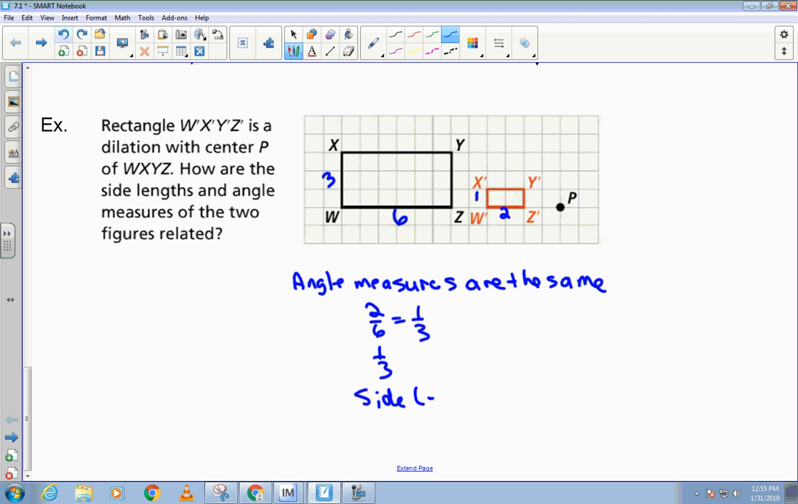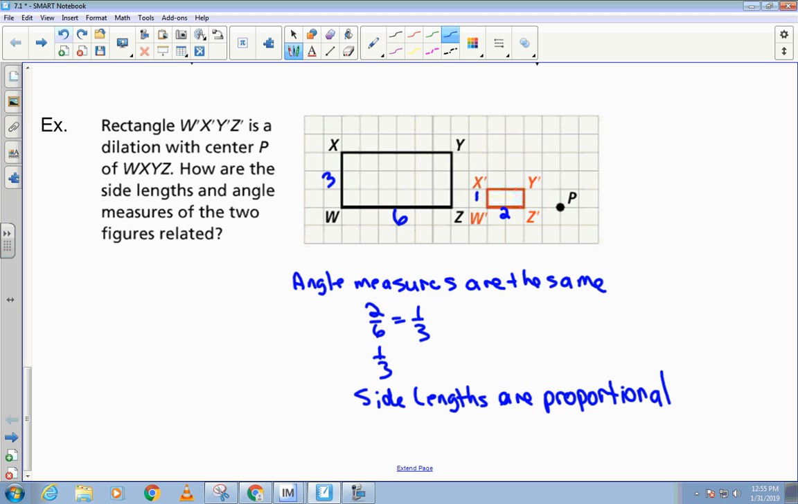Okay, so side lengths are proportional. You know what it means when I say something's proportional? It's consistently shrinking down, right? So when you compare one to the other, they reduce to be the same amount, right? They both reduce to be 1/3.